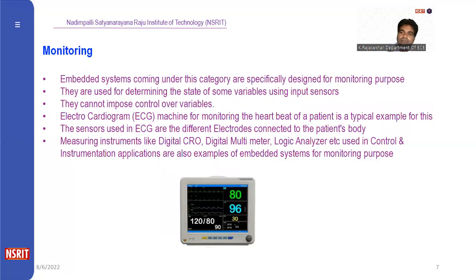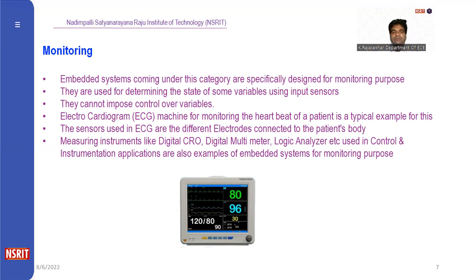So another one is the monitoring. Embedded systems coming under this category are specially designed for monitoring purposes only. They are used for determining the state of some variable using an input sensor. They can't control. The best example is the ECG used in hospitals. For the ECG, we connect different sensors to the human body, and the readings are displayed on the monitor, but you can't control them.